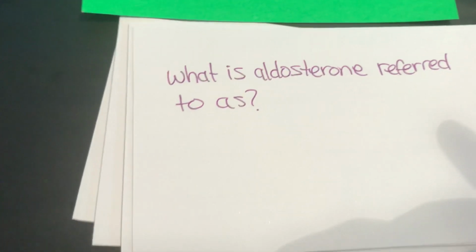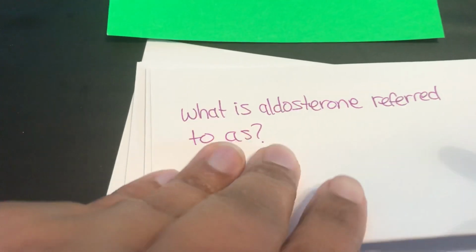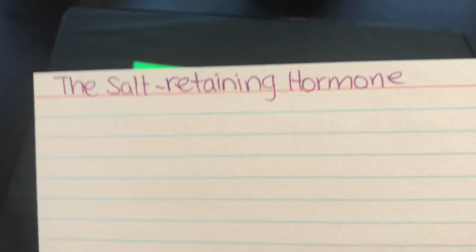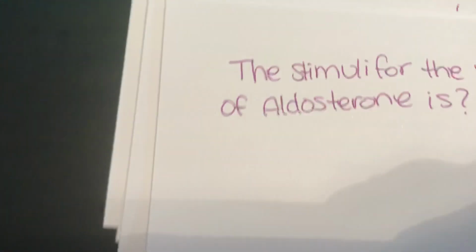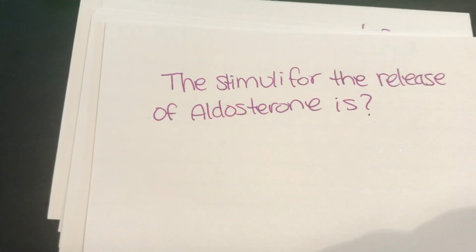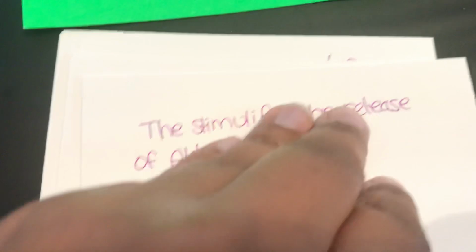What is aldosterone referred to as? It is the salt-retaining hormone. The stimuli for the release of aldosterone is renin.